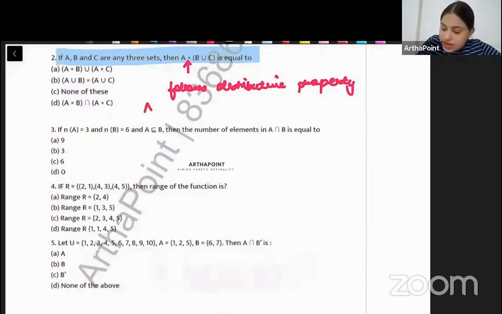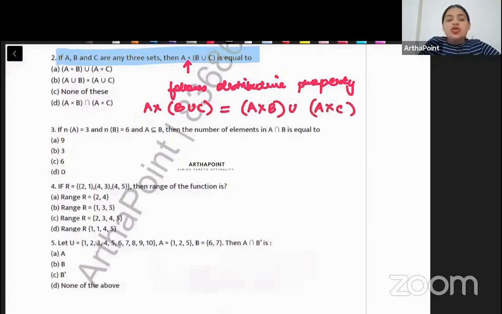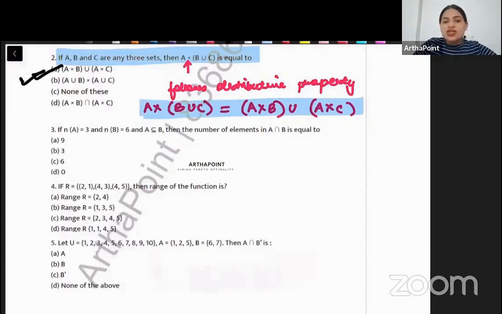That means A cross B union C will be A cross B union A cross C. So you can go ahead and follow distributive property and you can distribute. I hope this is clear to everyone. So the correct answer is A. That's the correct answer. ठीक है जी? Beta, come to the next question.